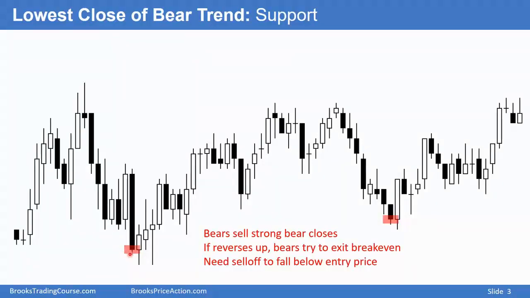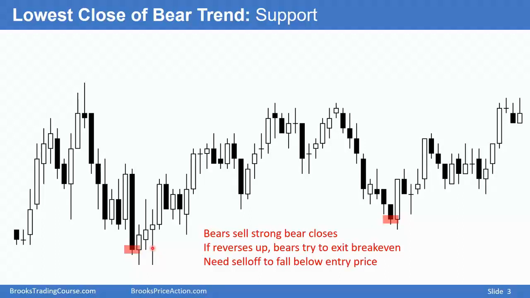Lowest close, support. Disappointed bears who sold this close are happy to get out break even. When they see the 2 bull bars here, failed breakout below a prior low, maybe a wedge, 1, 2, 3, and then they get this bull bar. The bears who sold here are saying, uh-oh, I'm in trouble. This may turn up. When they see this, they place a limit order to get out break even.